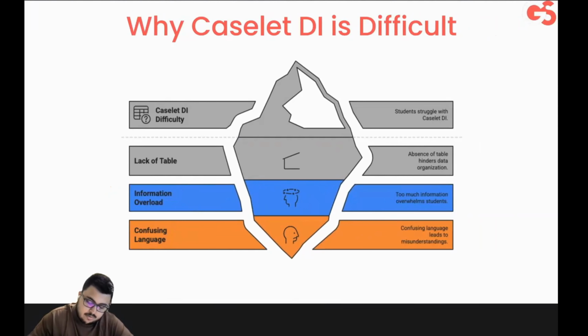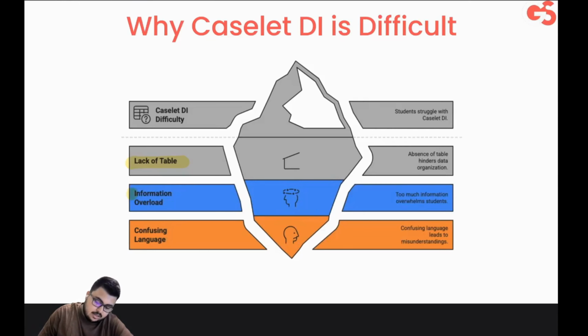So one of the first things that we can see is why caselet DI is considered difficult. Sometimes caselet data interpretation is considered difficult because of the lack of tables, as most of the data has been given in a paragraph format. So an absence of table hinders data organization. Since there's no formal organized data present, you have to find the data out on your own. That becomes a little bit of a challenge, and that's what we are going to be focusing on today.